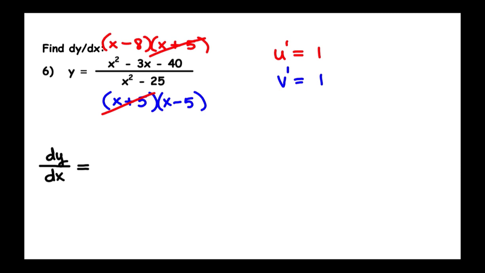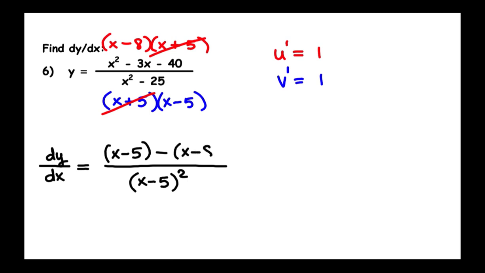All right, let me get my fingers all limbered up here. U prime v minus uv prime over v squared. All right, there's the v squared. All right, u prime v, that's 1 times v. It's just x minus 5. I don't even need the parentheses. I'll put them on. Okay. U prime v minus u v prime. Well, that's just going to be this.